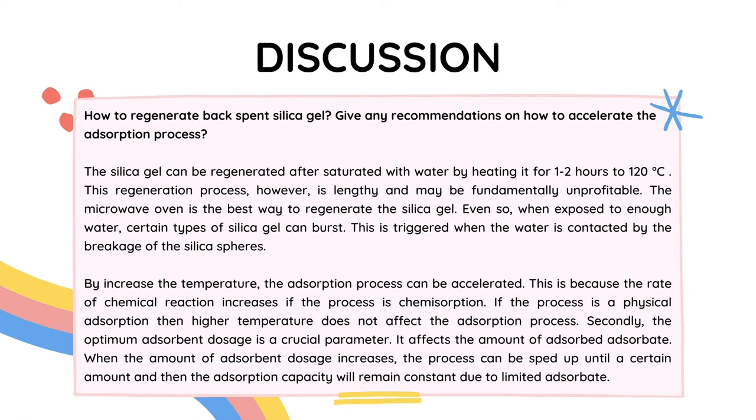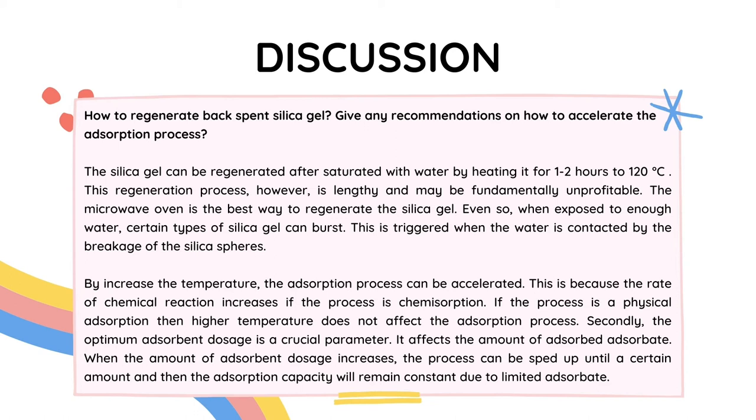How to regenerate spent silica gel? Give any recommendations on how to accelerate the adsorption process. The silica gel can be regenerated after being saturated with water by heating it for 1 to 2 hours at 120 degrees C. This regeneration process, however, is lengthy and may be fundamentally unprofitable. The microwave oven is the best way to regenerate the silica gel. Even so, when exposed to enough water, certain types of silica gel can burst. This is triggered when the water contacts and breaks the silica spheres.